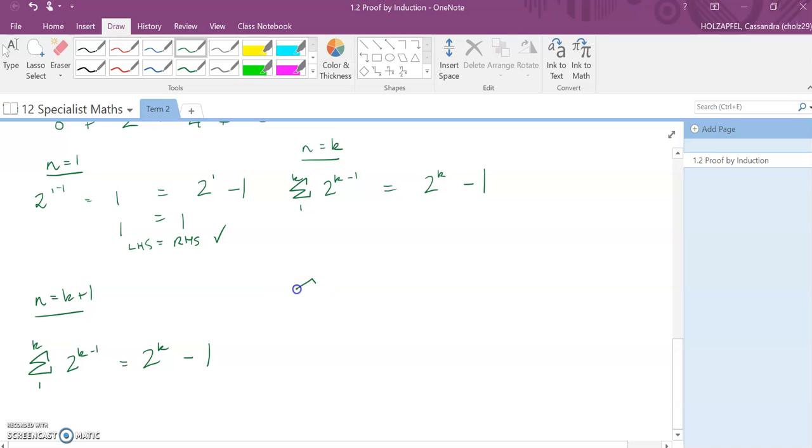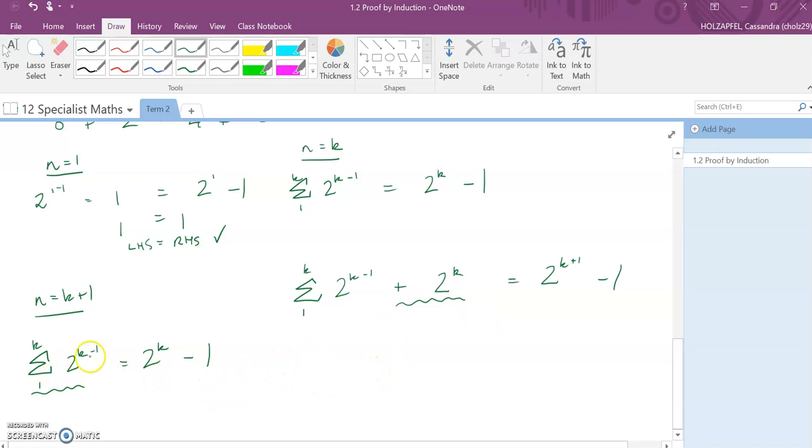So I'm going to have the sum from 1 to k of 2 to the power of k minus 1, plus 2 to the power of k. This is getting a little bit confusing here, I know, but effectively what I've done is I'm taking this and adding the next term. Right, so that's all I've done. I've taken this previous term and added the next term, and that should be equal to 2 to the power of k plus 1 minus 1. Okay, so now I need to prove that to be true.